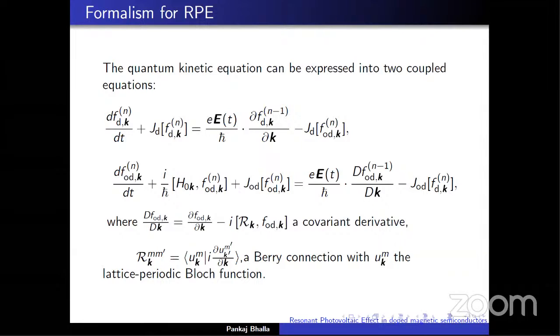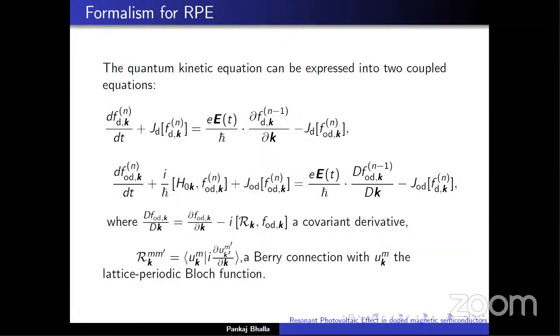Pankaj, the question is that normally you have these streaming terms, and on the right hand side you just write down one collision integral. So have you now just separated out the collision? Yes, that's the question. So, for example, can you show us what JD looks like? We have just assumed that the J diagonal of f diagonal is under a relaxation time, like f diagonal by tau.